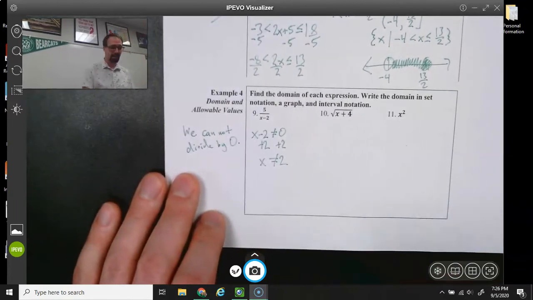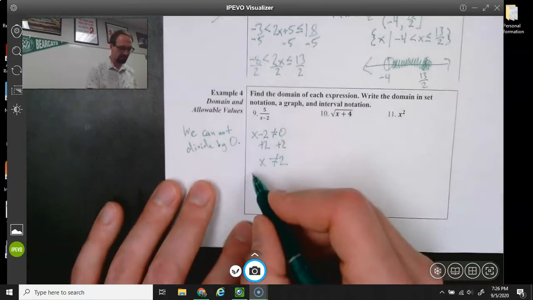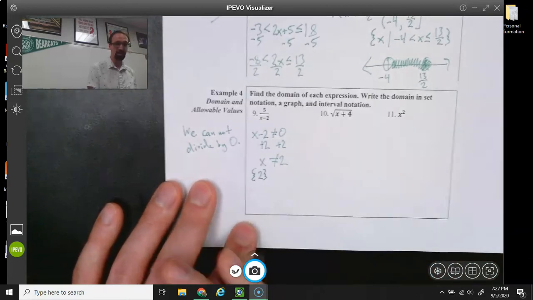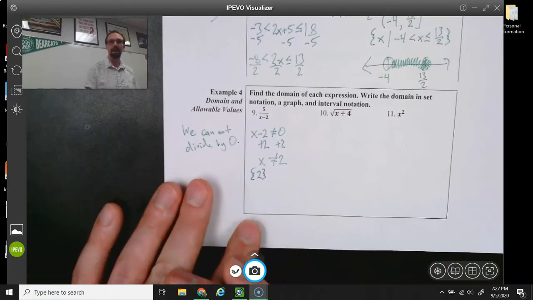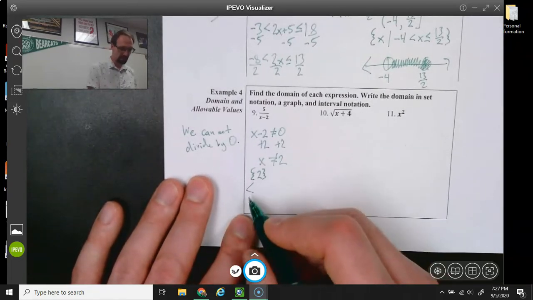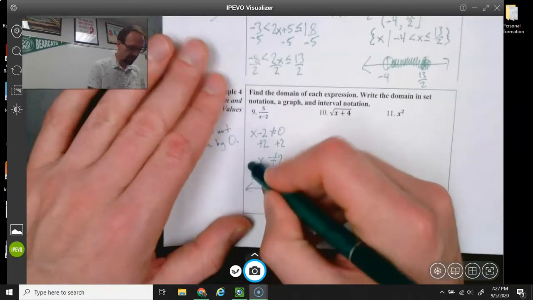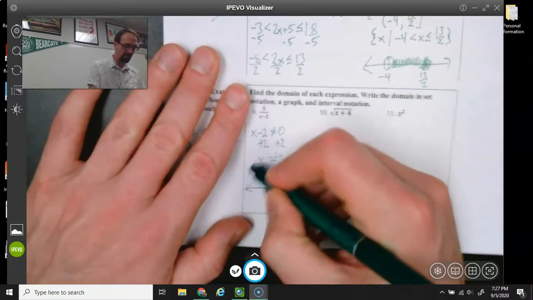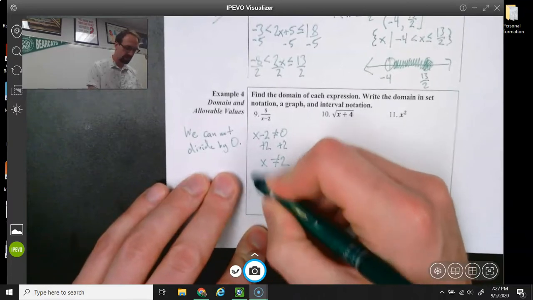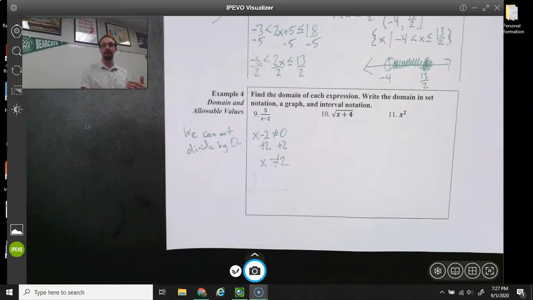Because this is a singular number, if I write it in set notation, it's just the number 2. There's the set 2. The next part is, we need to write the domain. So if x cannot equal 2, we're writing everything except 2. I wrote what we couldn't have. So for the domain, we can write all the values except 2.